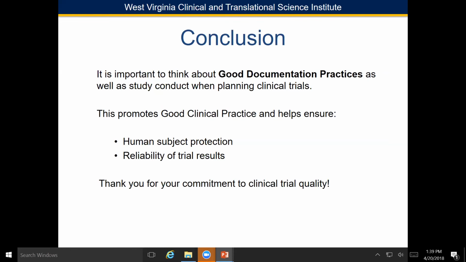Is that for standard of care or for study specific data being collected? Okay, can you repeat your question then, please?